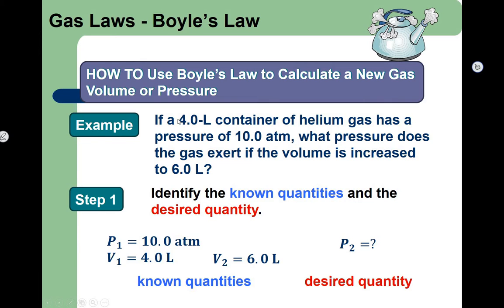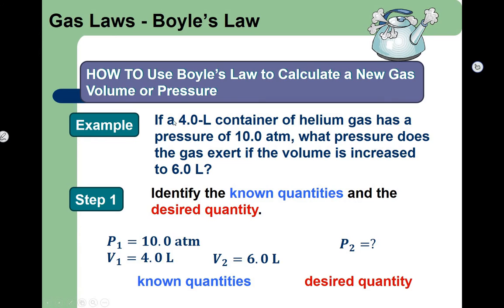The caution I want to give you here is, as you're reading this stem or this question, make sure that the ones that you give the same number to are actually tied together. So for instance here it says if a 4-liter container of helium has a pressure, so these two go together. What pressure does the gas exert if the volume is increased to this? So my P2 is my question mark, my V2 is that second volume.